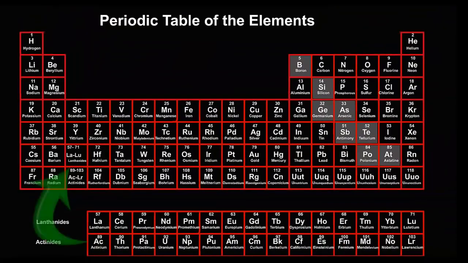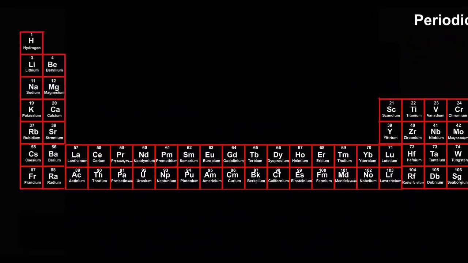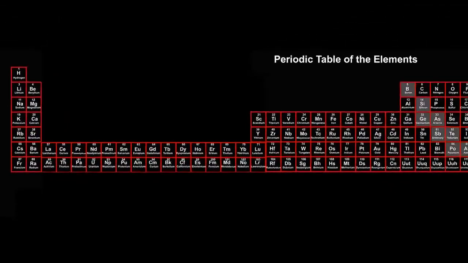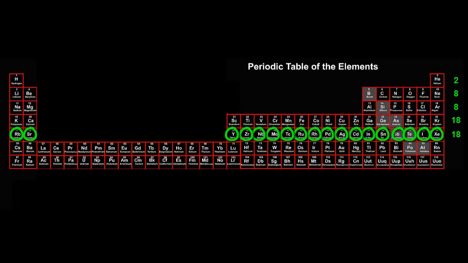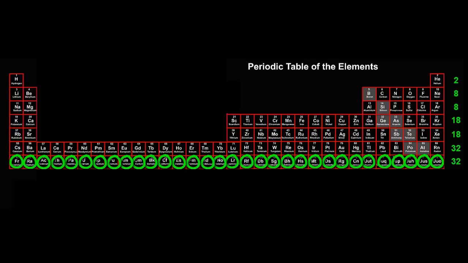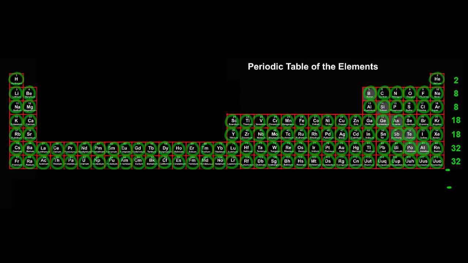To slot them in, we have to make the periodic table wider. This full table is more accurate, and some versions are printed this way. This layout also makes it easier to see how many elements are in each row. 2 in the first row, 8 in the second, 8 in the third, 18 in the fourth, 18 also in the fifth, 32 in the sixth, 32 in the seventh. Altogether, there are 118 elements.